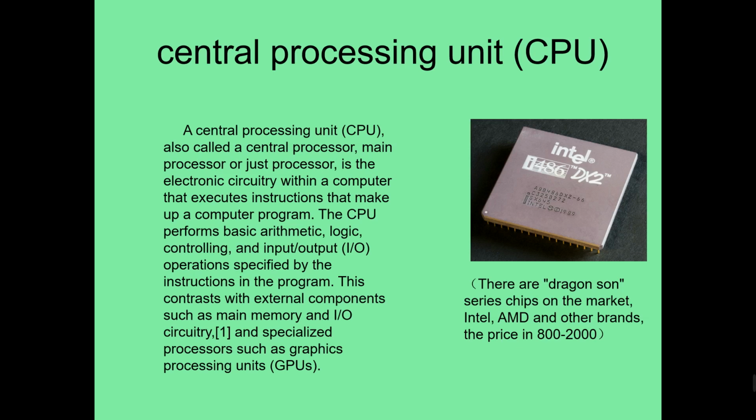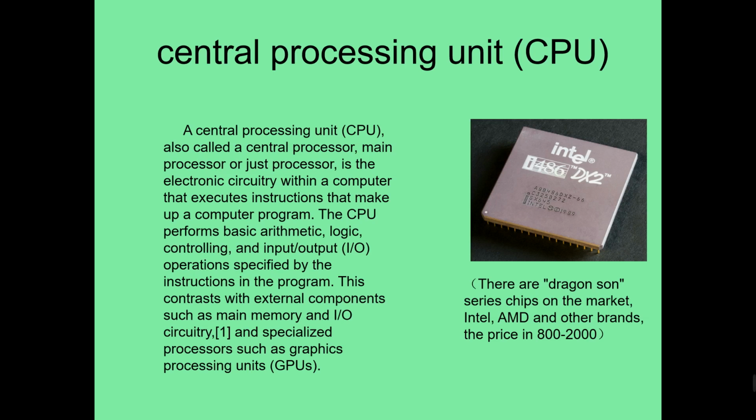Next, central processing unit. The central processing unit, also called a central processor or main processor, is the electronic circuitry within a computer that carries out the instructions that make up a computer program. The CPU performs basic arithmetic, logic, controlling, and input/output operations specified by the instructions in the program.